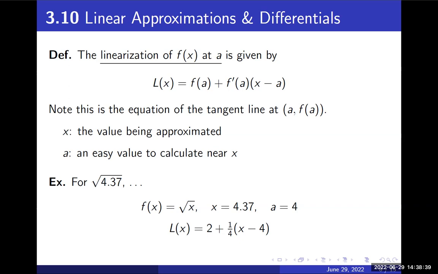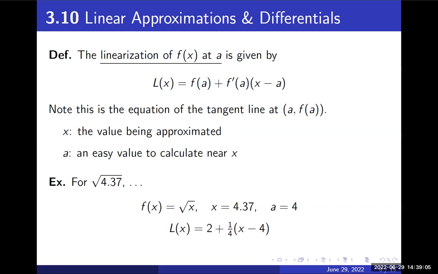If we wanted to find the approximation for the square root of 4.37, we would just take our x, plug it in, and find L of 4.37, letting us plug 4.37 in right there for x and do that calculation. And we would have our approximation. Just one last comment.